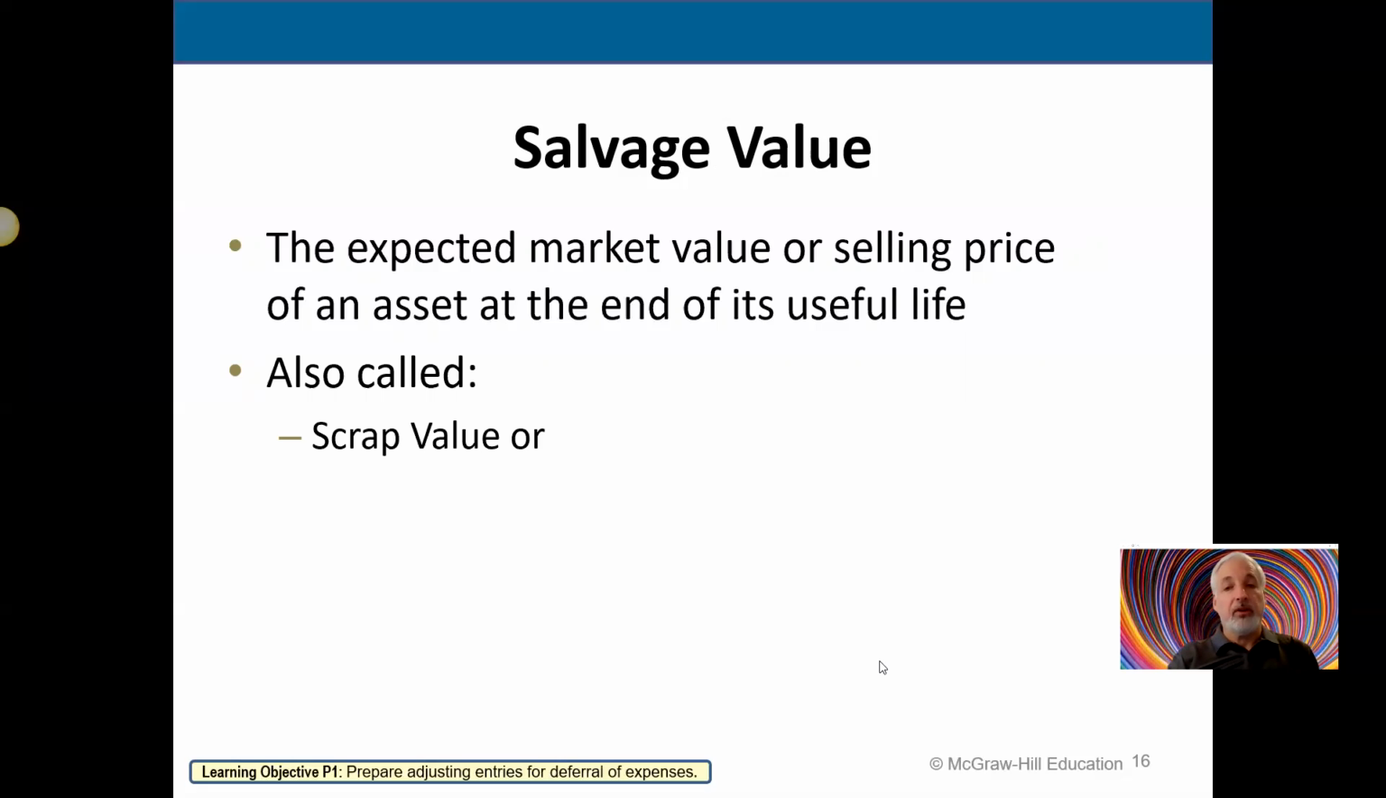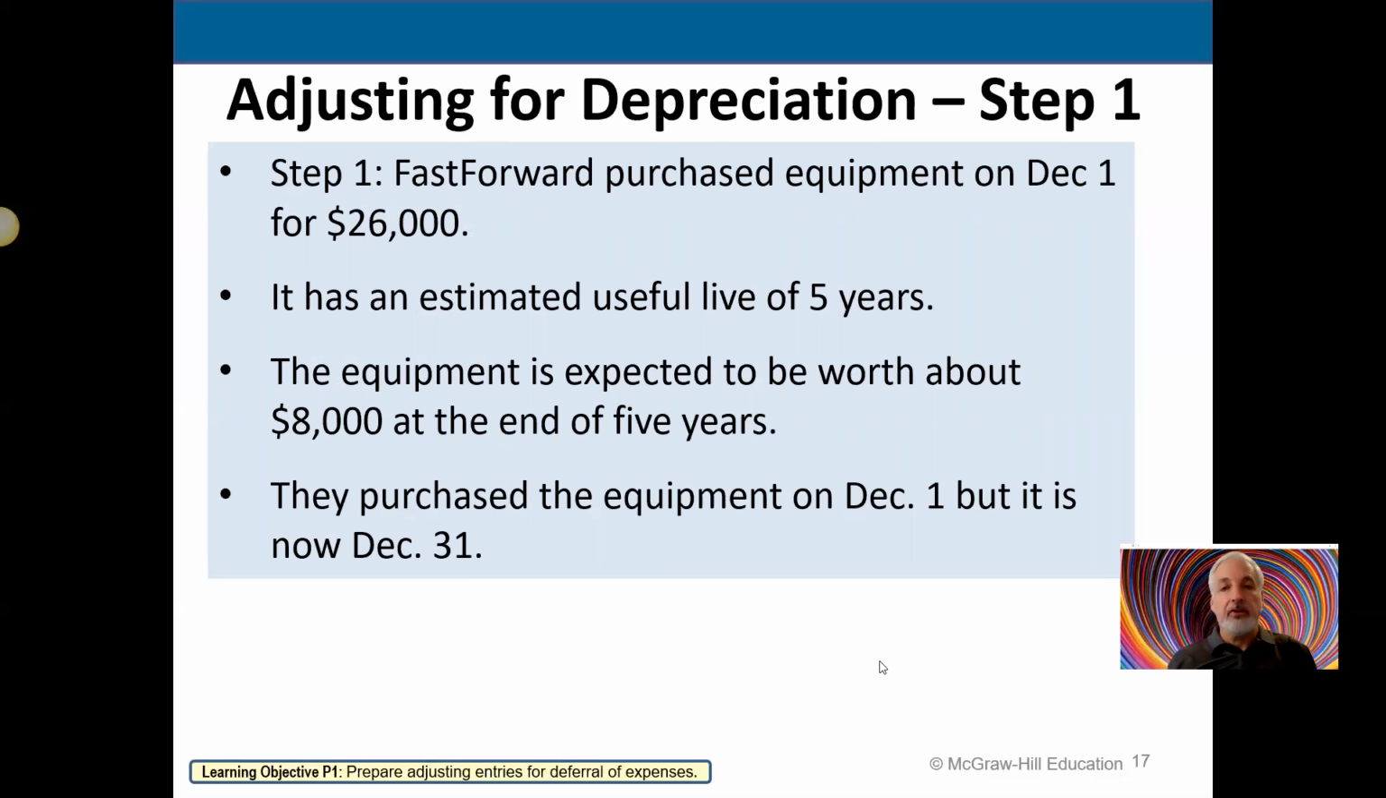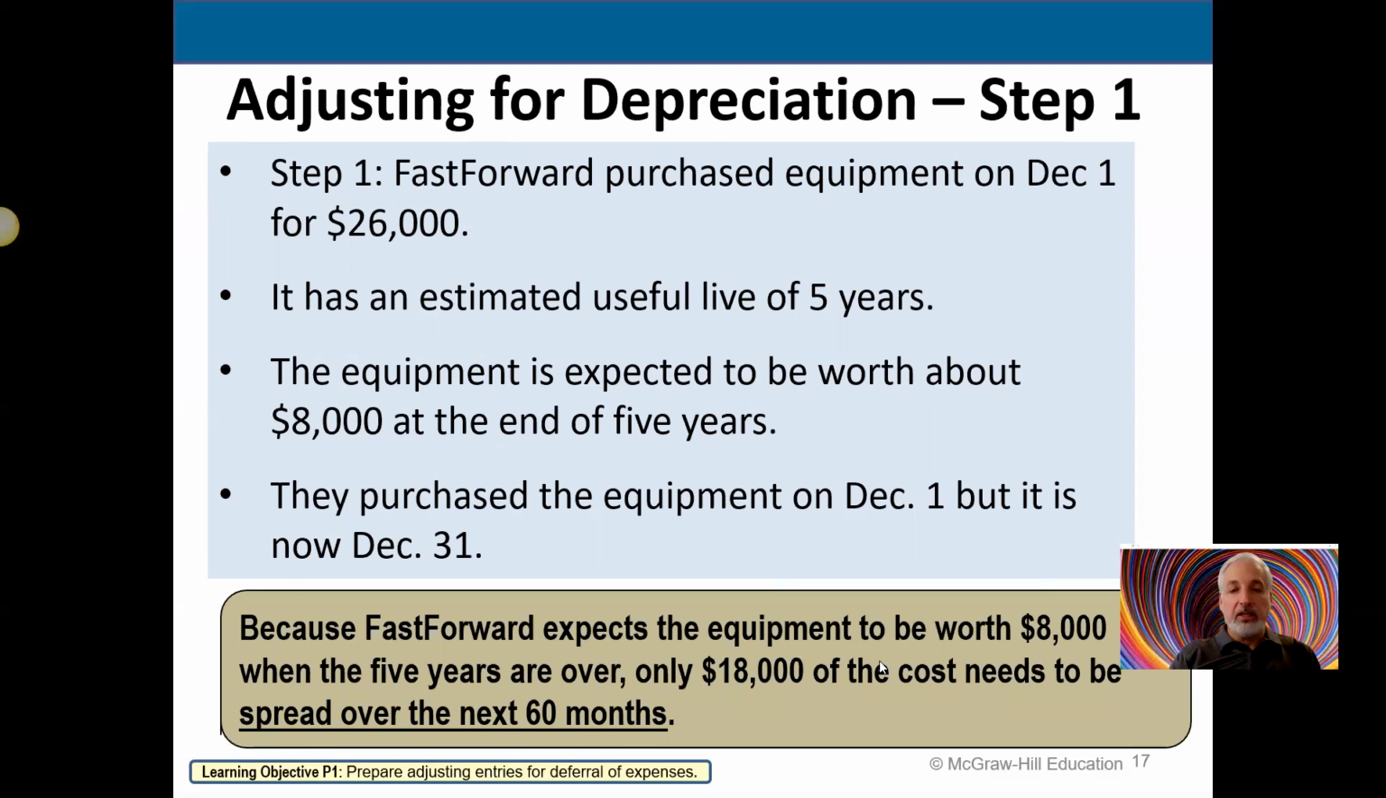So sometimes you have scrap value. At the end of a life, the car might have $300 worth of metal in it. Residual value is what's left after you depreciate. So fast forward: $26,000 equipment, 5-year life, $8,000 at the end of 5 years, the salvage value. So 26 minus 8, what do we get? Hopefully we get 18,000. Because we expect the equipment to be worth 8,000 in 5 years, only 18,000 needs to be depreciated over the next 5 years, or 60 months. So at the end of 5 years, we're going to have a balance on the balance sheet with a net book value of $8,000, having depreciated the $18,000 over those 5 years.